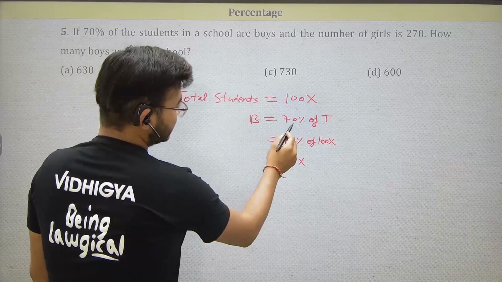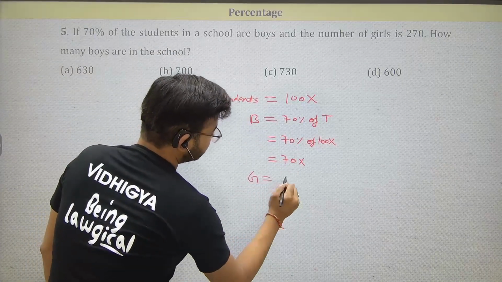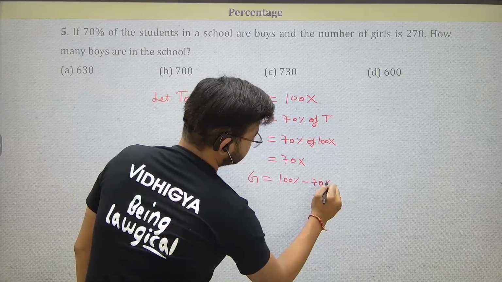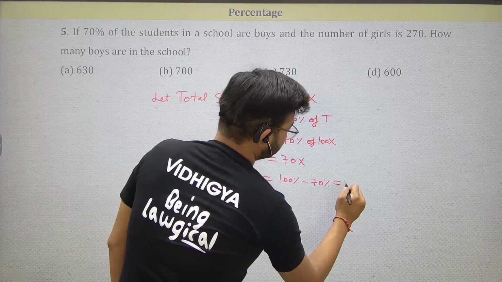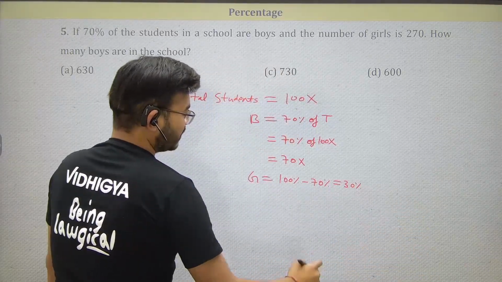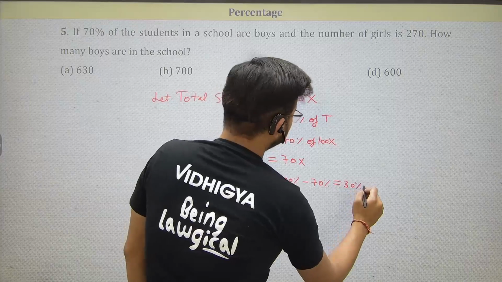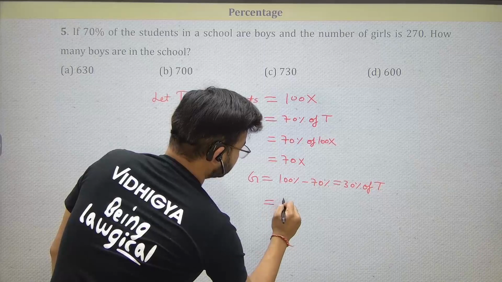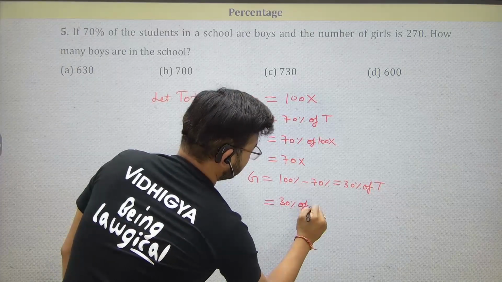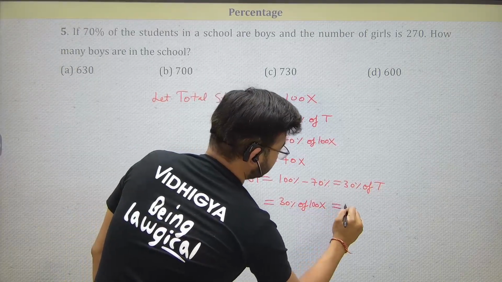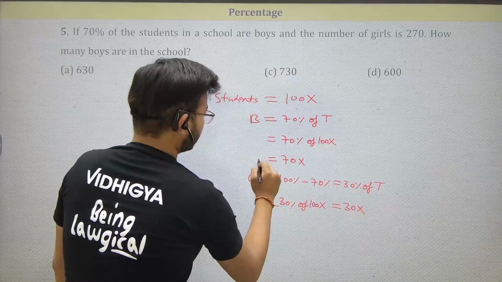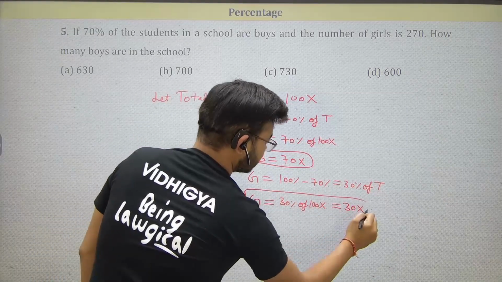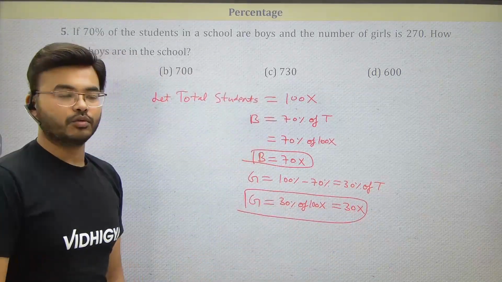Now if boys are 70%, that means girls will be 100% minus 70%, so that will be equal to 30%. So 30% of the total, so that will be equal to 30% of 100x, and that will be equal to 30x. So the number of boys is 70x and the number of girls is 30x in the school.